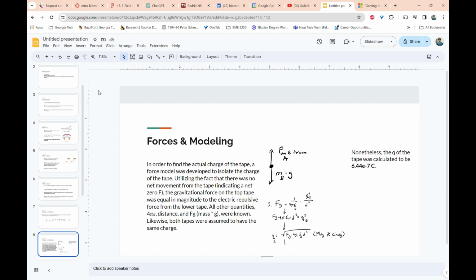Continuing, I drew a free body diagram of my tape to find the charge of my tape. Utilizing the fact that there was no net movement, or zero acceleration, of the tape, it indicated that the gravitational force pushing down on the tape was equal to the repulsive force from the lower tape. Since all other quantities, including Coulomb's constant, distance, as well as the gravitational force, were known, I was able to find the charge of one tape. The charge of one tape was found to be 6.44 times 10 to the negative 7 coulombs, indicating that it was positively charged.